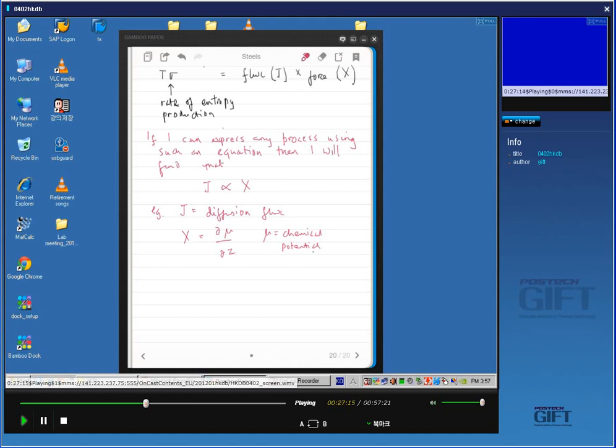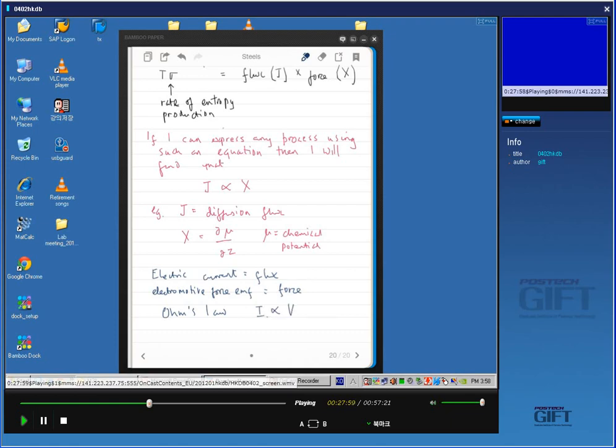So in the case of electrical conduction, current is equal to the flux, and the electromotive force, the voltage difference, known as EMF, we will call the force. And Ohm's law says that the current is proportional to the voltage, right?